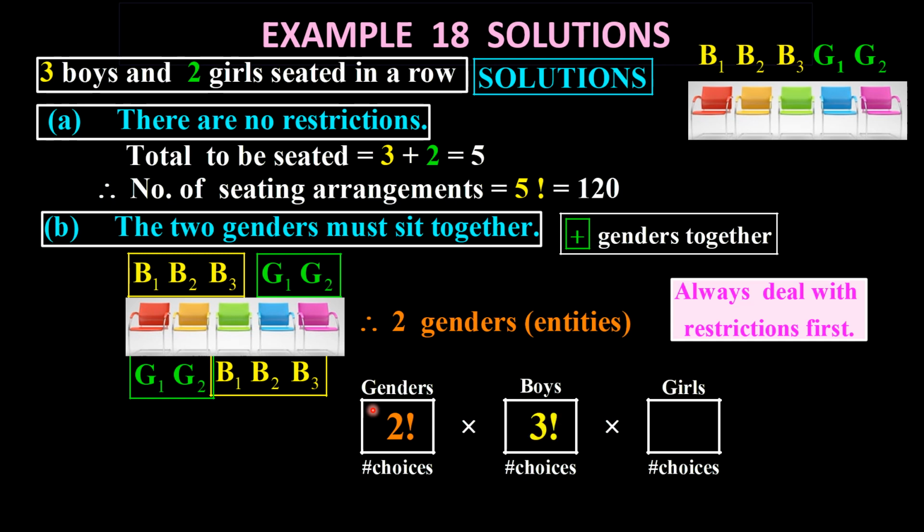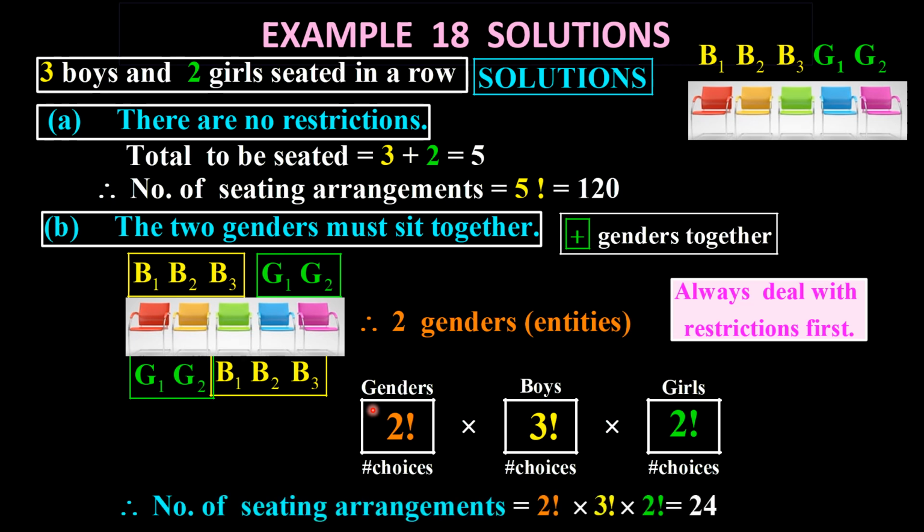And how many boys are there? We have 3 boys. So the boys can be arranged in different ways. That's 3 factorial. And how many girls are there? There are 2, so they can be arranged too. So the total number of arrangements, if the girls must sit together and the boys must sit together, would be 2 factorial times 3 factorial times 2 factorial, which is 24.